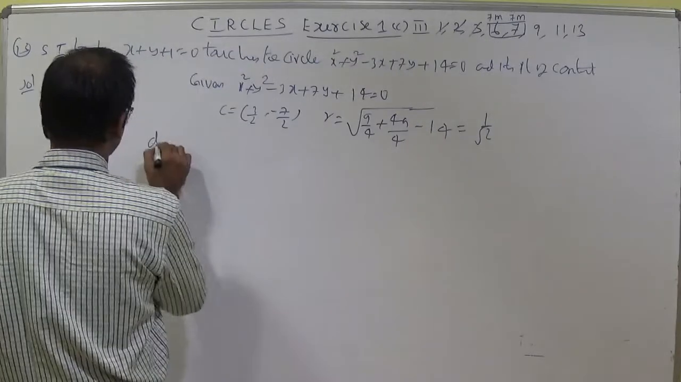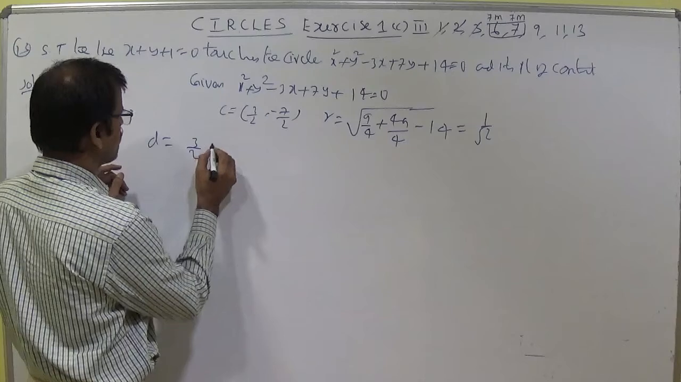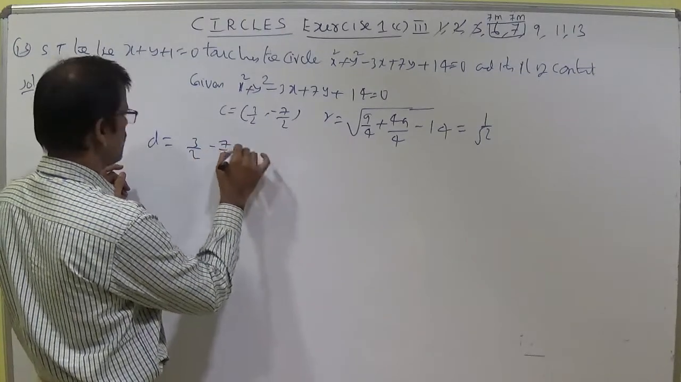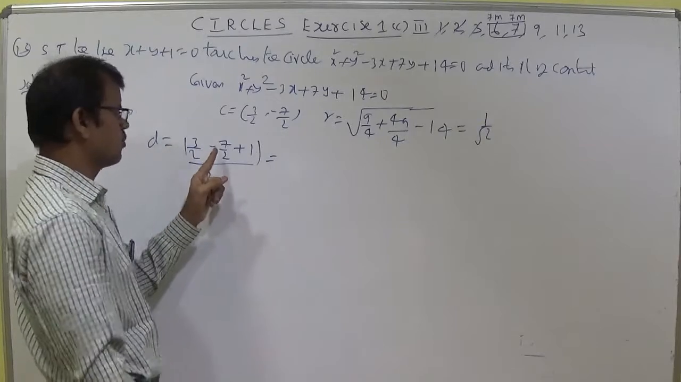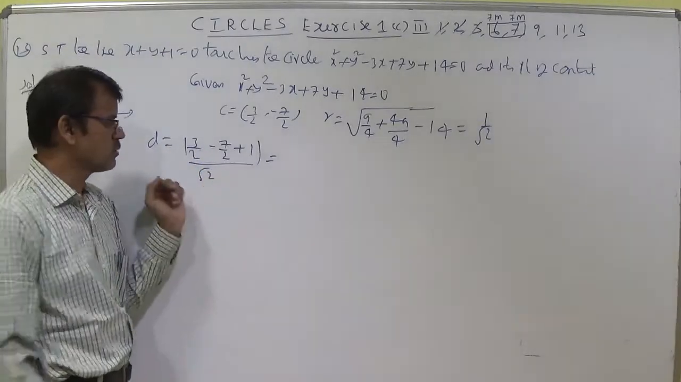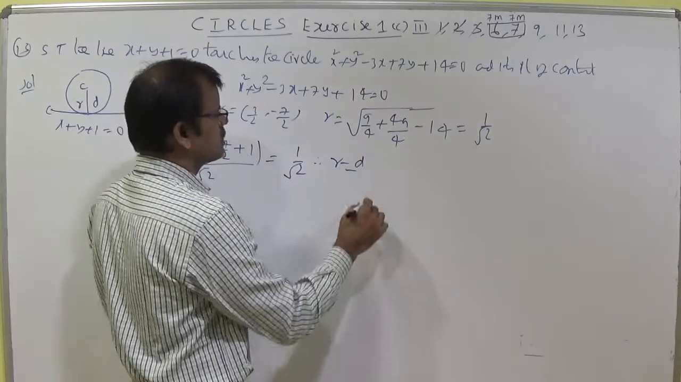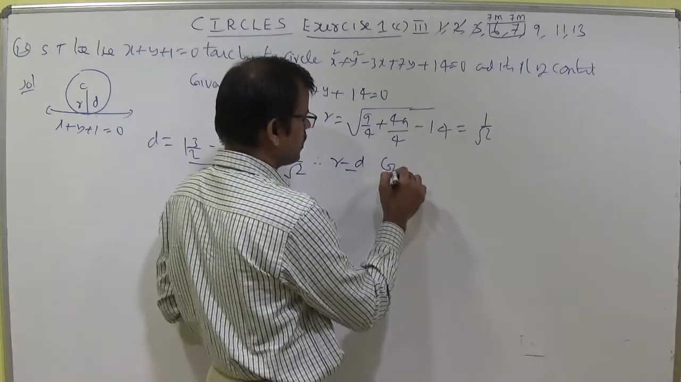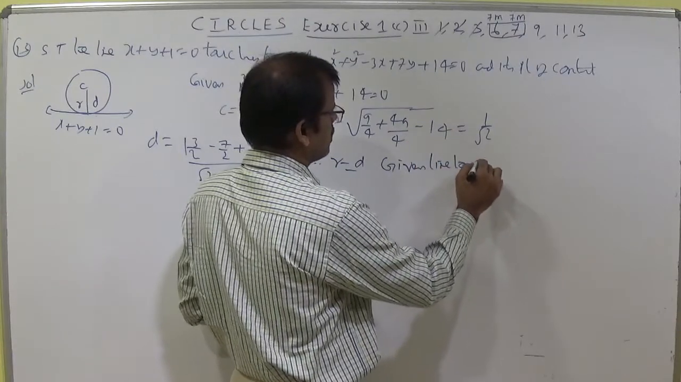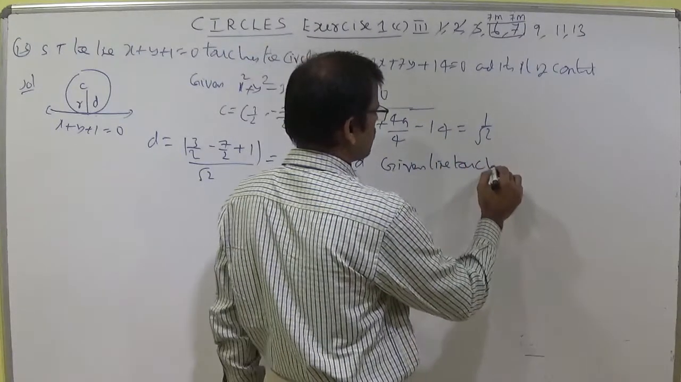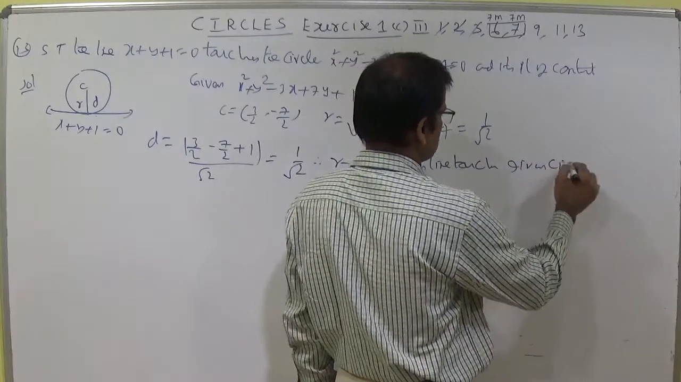Now D is equal to the perpendicular distance from center to the line. You can write here modulus of 3 by 2 minus 7 by 2 plus 1 over root 2. 3 minus 7 minus 4 by 2 is minus 2, plus 1 is minus 1, so modulus gives 1 by root 2. Therefore R is equal to D. Since R is equal to D, the given line touches the given circle, or the given line is tangent to the given circle.